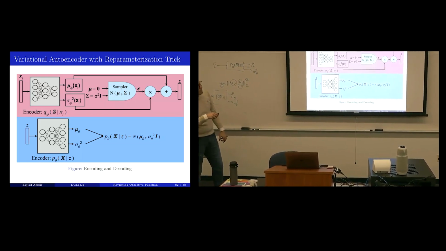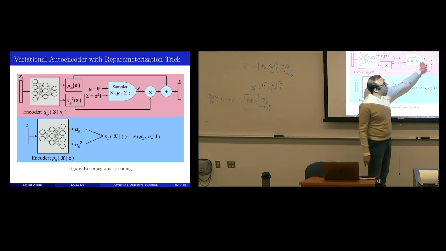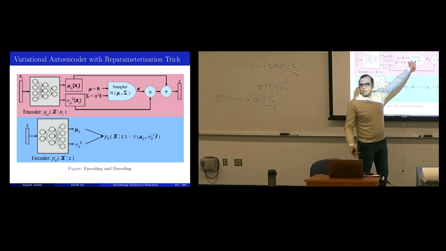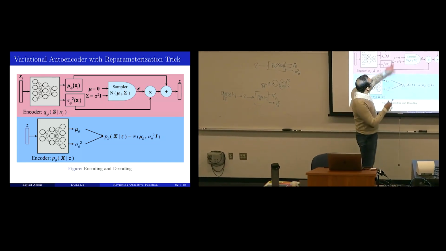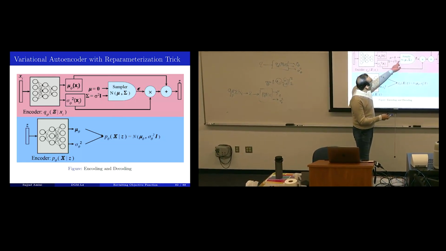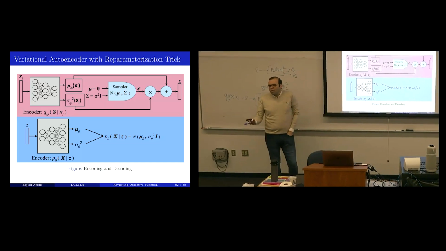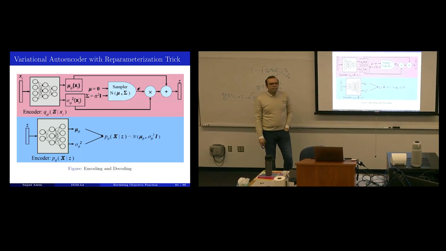If you do not use reparameterization, you should backpropagate through a sampler, which is not possible. In the standard one, you have one direction from here, and these two are omitted. So you should backpropagate through a sampler, which is not possible. We do not know how to backpropagate error through a sampler.